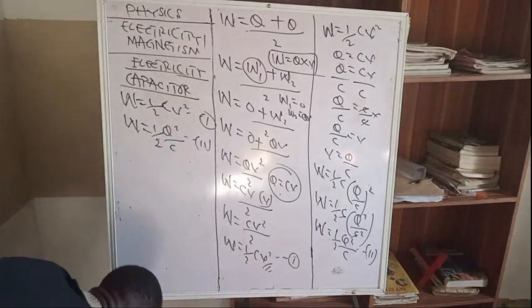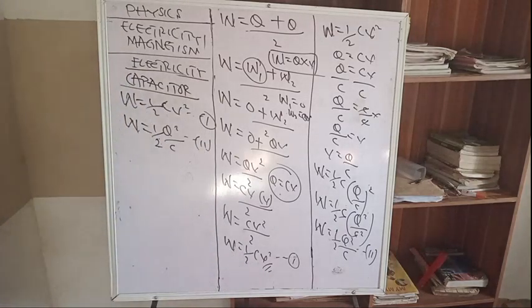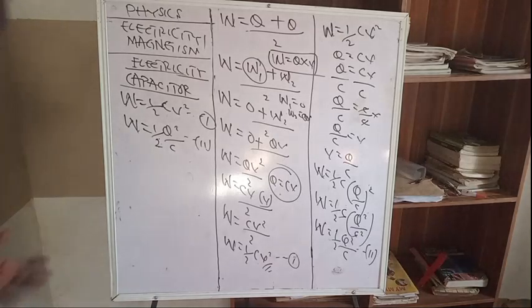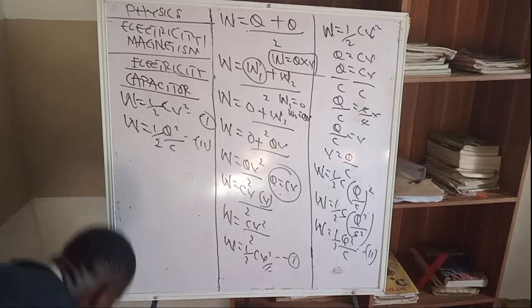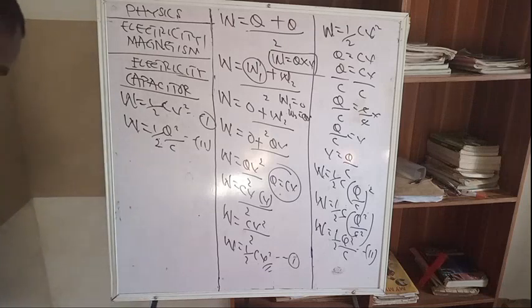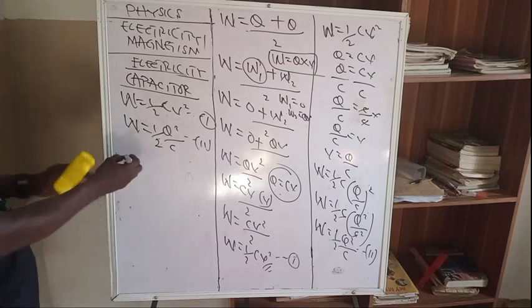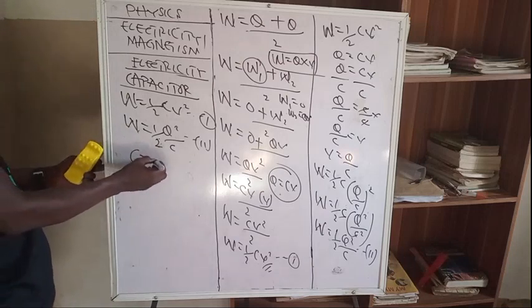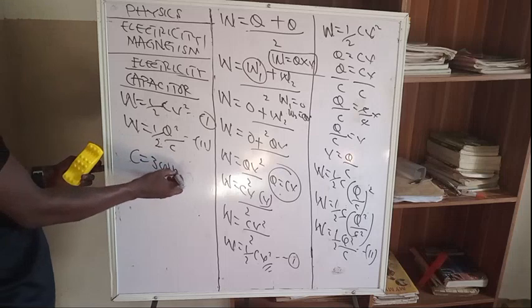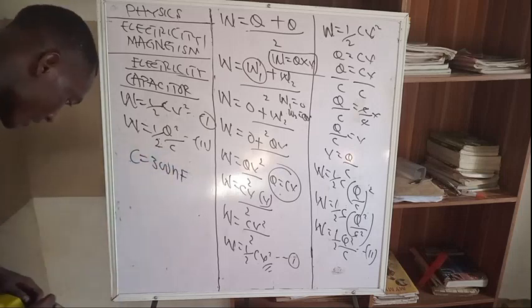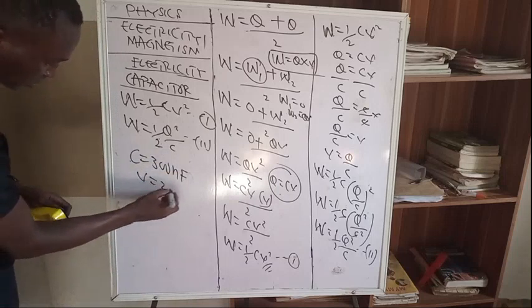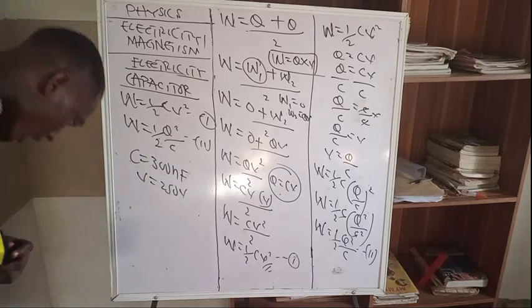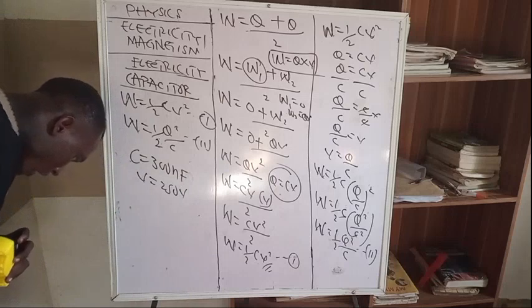Okay, so now let's move on right there. So now, let's take two questions at least before we move on. Okay, there's a question here. The question says that a 300 nanofarad capacitor, so capacitor is 300 nanofarad, NF, is connected to a 250 volt battery. So my voltage is equal to 250 volts. Then calculate the charge on the capacitor's plate.